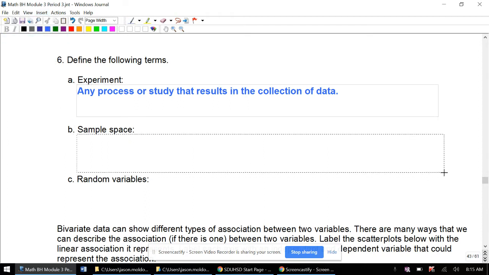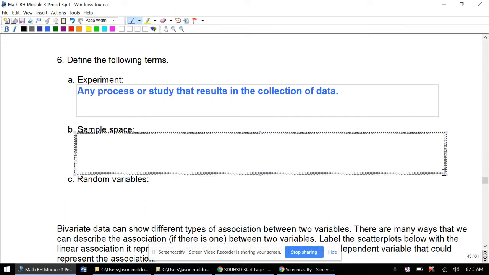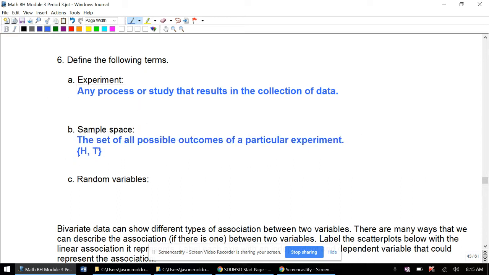Sample space. Think back to 7th grade, you started actually Mod 1 doing probability and performing experiments, and sample space was the set of all possible outcomes of a particular experiment. So for example, if you were flipping a coin, heads or tails would be your sample space of possible outcomes. If you remember when you did sample space, you also used braces, not parentheses or brackets.